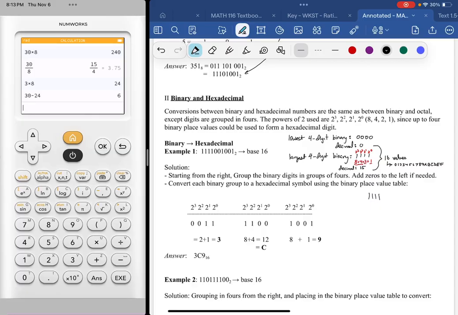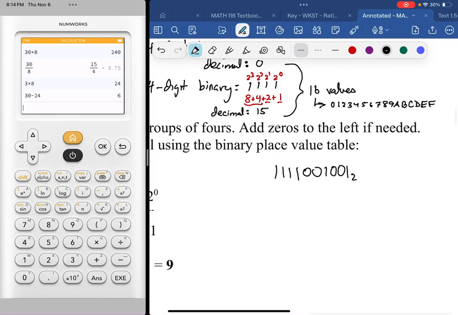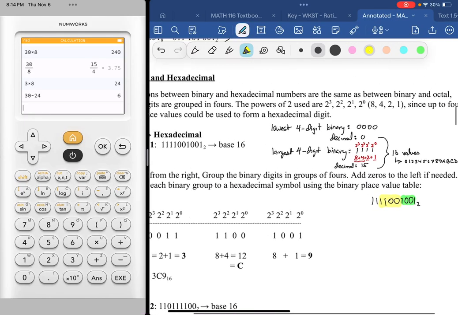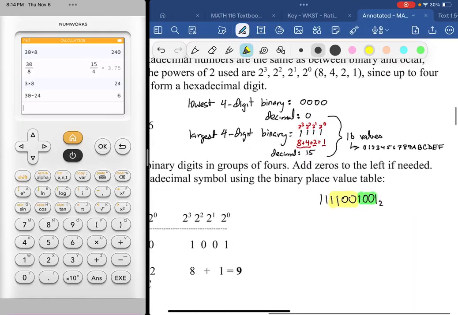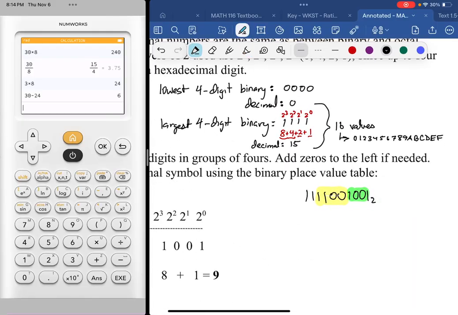1, 1, 1, 1, 0, 0, 1, 0, 0, 1 in base 2. All right, so we would break it into 4-unit clusters. This group here. I think I lost a place there. 1, 1, 0, 0, my not so great handwriting. 1, 0, 0, 1, 1, 1, 0, 0, and then, yeah, I think I got it right now. All right. Put a couple placeholder values in front.